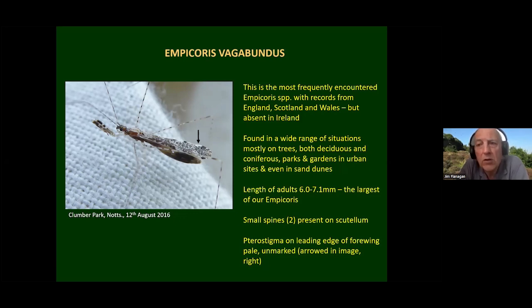This is also the largest of the Empicorus bugs, getting to nearly 7 millimeters or just over. There are two spines present on the scutellum, but they don't tend to be as obvious as in the other species. And one of the other important features to note is that the forewing pterostigma, which is on the leading edge, is pale and unmarked. I've arrowed that on the photo on the left there. So that's one thing to note in comparison with the other species.